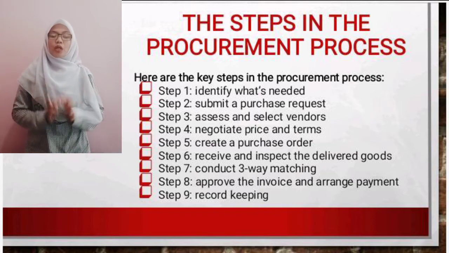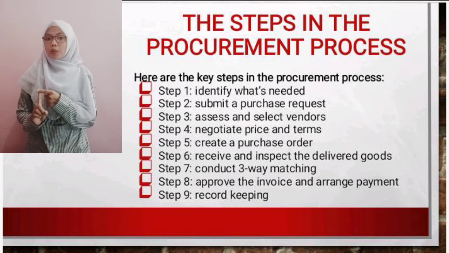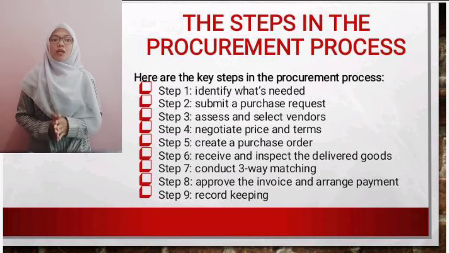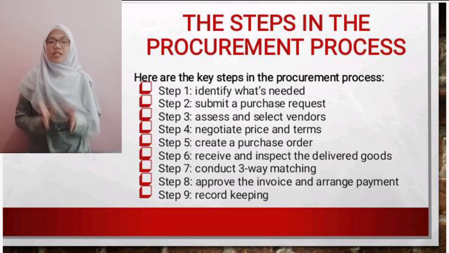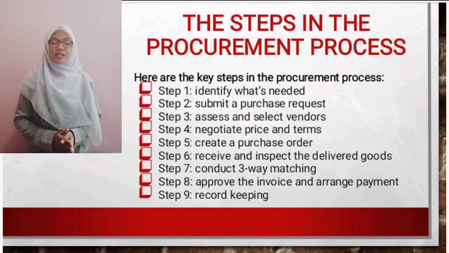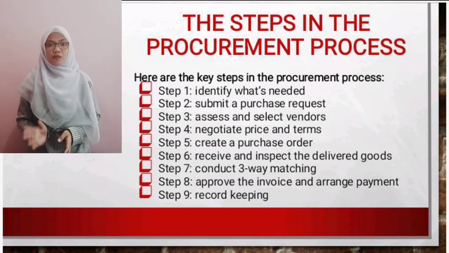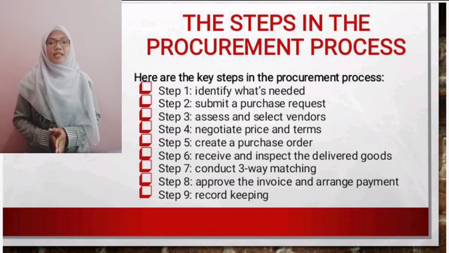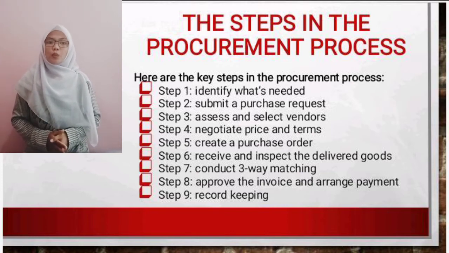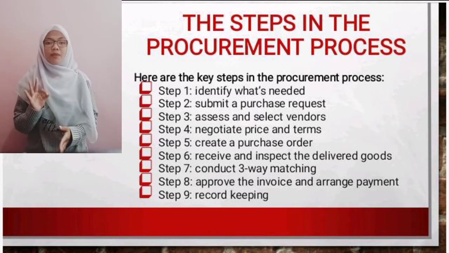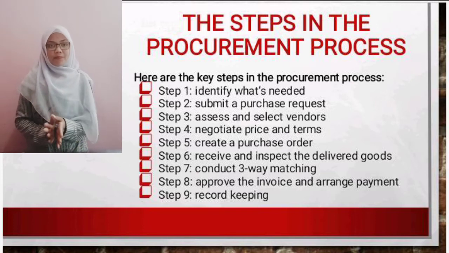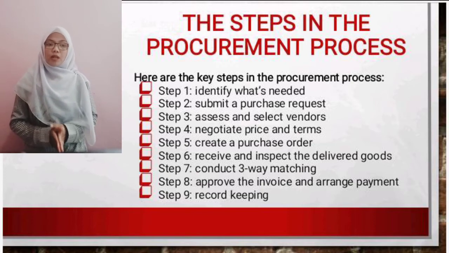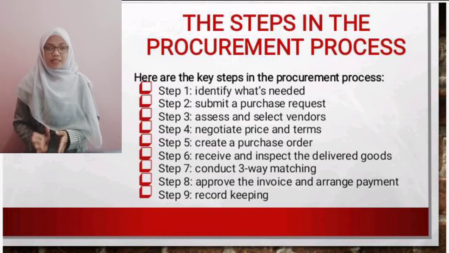Step 7. Conduct three-way matching. Purchase orders, packaging slips, which will arrive with the order, and vendor invoices. Three-way matching can identify and prevent discrepancies that result in huge losses of income. So if a discrepancy is found, it should be investigated and resolved immediately. Step 8. Approve the invoice and arrange payment. Approve the invoice when everything looks good and a three-way match is complete. Next, arrange payment. Step 9. Record keeping. The receiving or buying company must maintain proper records for bookkeeping and accounting purposes.